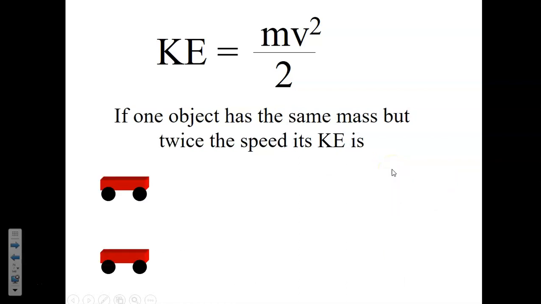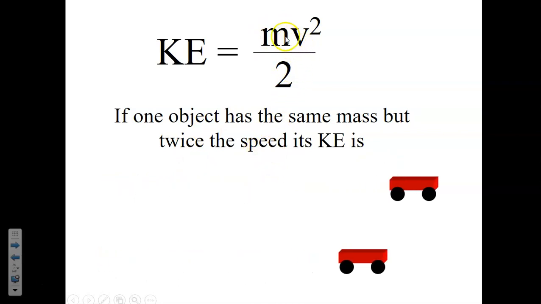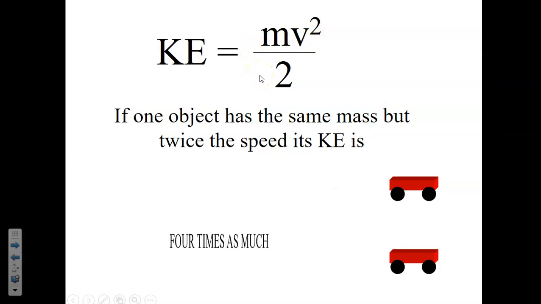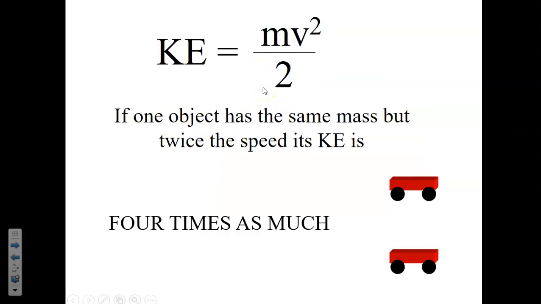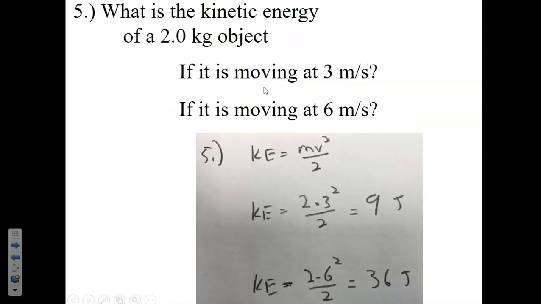Okay. Now, if I have two objects that have the same mass, but one has twice the velocity, well, if I double the velocity and then I square that, what's going to happen to that 2? Well, it's going to square into a 4. So if I double the velocity, I'm going to have 4 times the kinetic energy. So again, that's where that squared factor comes into play, 4 times as much. And there'll be some questions along those lines on the test, as usual.